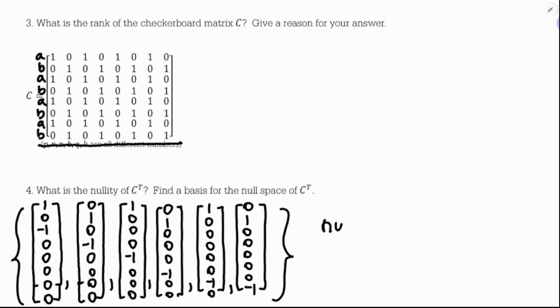The nullity of C transpose is going to be 6 for the same reason. The rank of C transpose is going to be 2 because the rank of C is 2. C transpose is also 8 by 8, so that means the nullity of C transpose is 6.